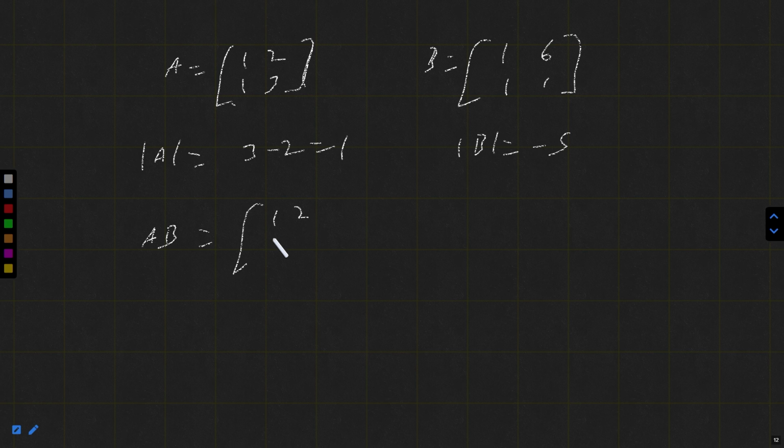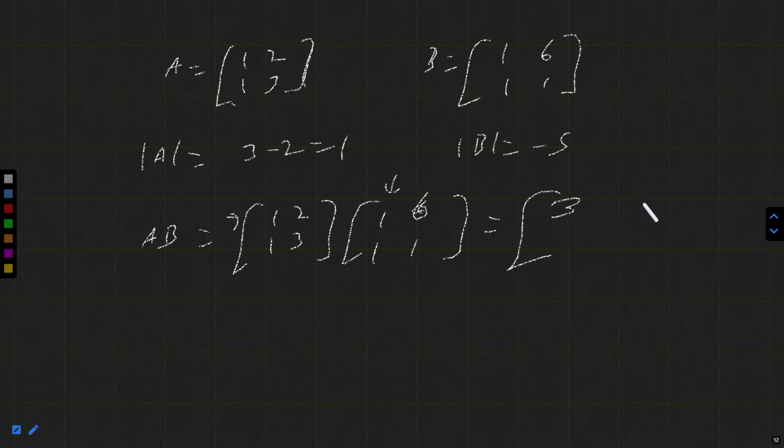As you can see, 1 2, 1 3 times 1 6, 1 1. The product will be 1 multiplied by 1, so this row is going to multiply with this column. So 1 plus 2, this will be 3. Now 6 plus 2 will be 8. Now 1 plus 3 will be 4. Now 6 plus 3 will be 9.